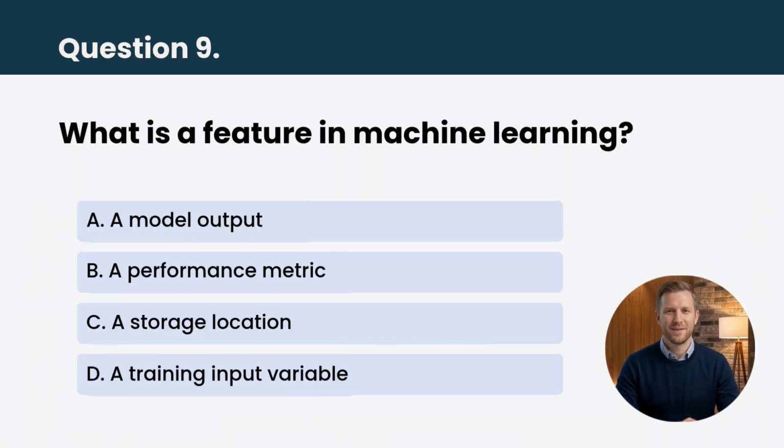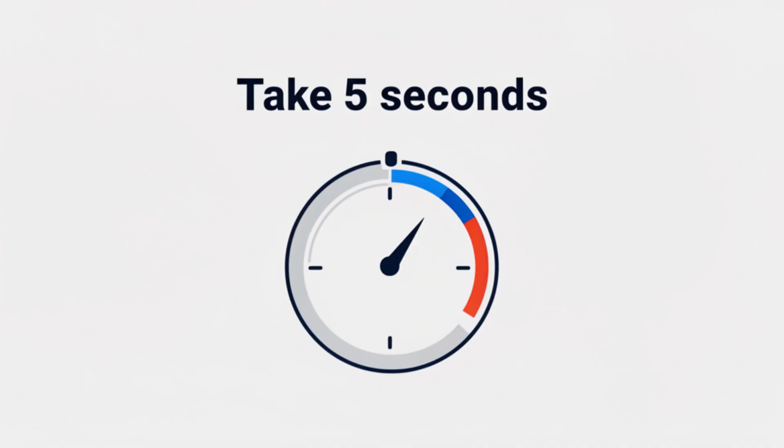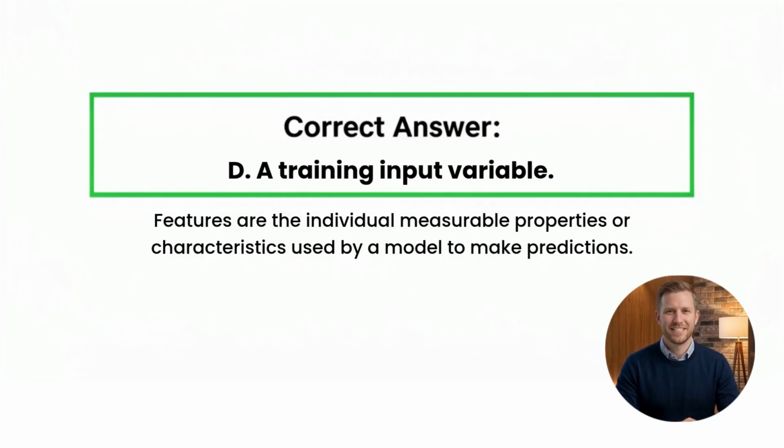Question 9. What is a feature in machine learning? A. A model output. B. A performance metric. C. A storage location. D. A training input variable. Take 5 seconds before answering. The correct answer is D. A training input variable. Features are the individual measurable properties or characteristics used by a model to make predictions.